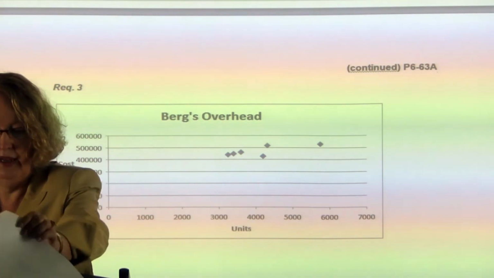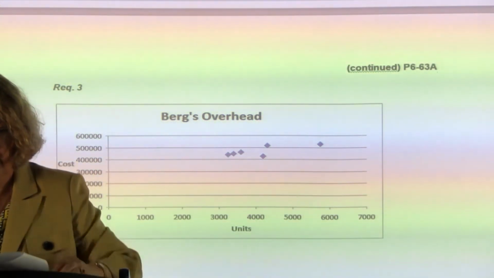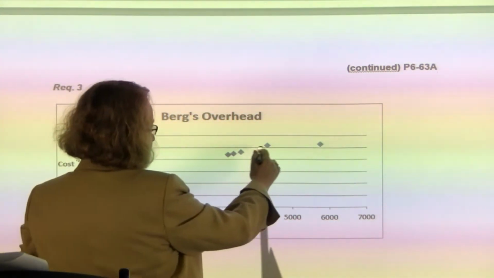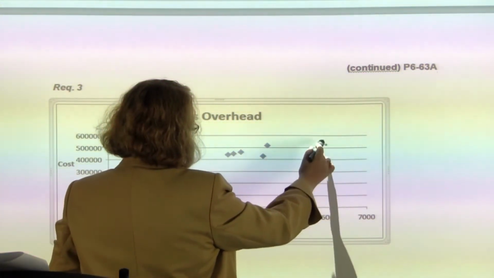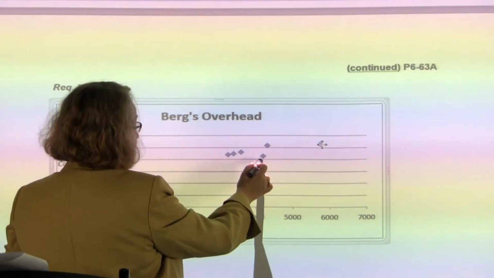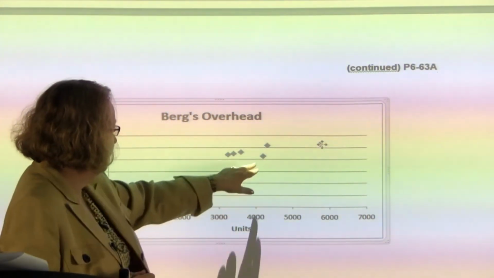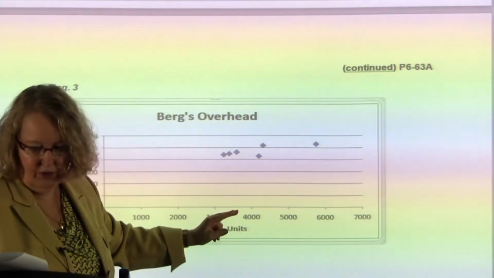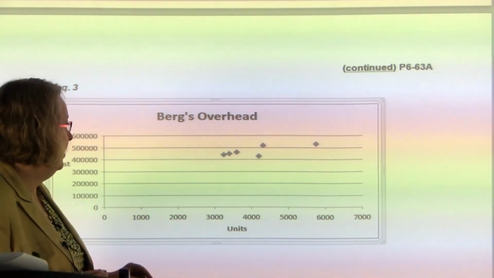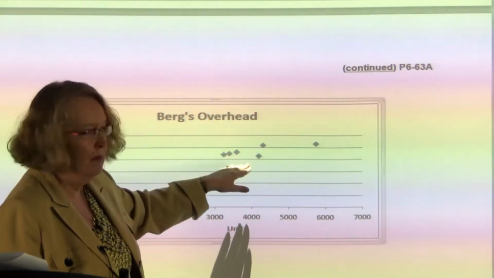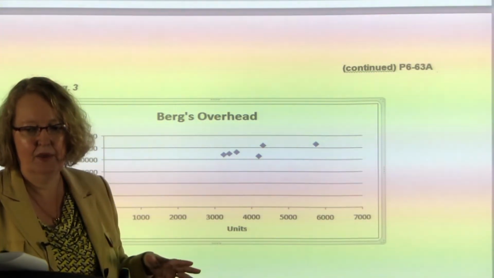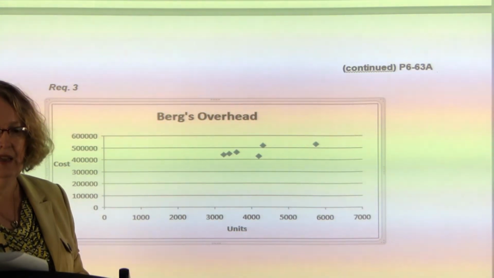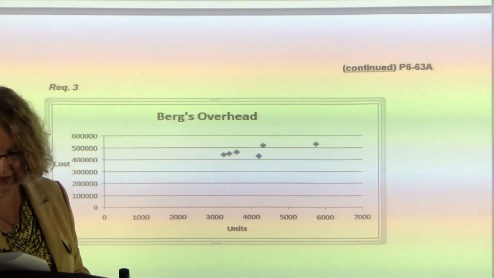Now when you do this, you can see that you can pretty much draw a line through here, but this one appears to be an outlier. If you look at this particular value, this is the 4,200 units for the month of September. So this seems to be a bit of an outlier, and this might be an area where you would want to check the data before continuing with your analysis.